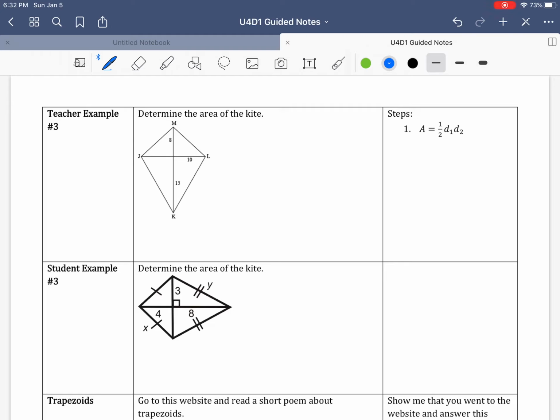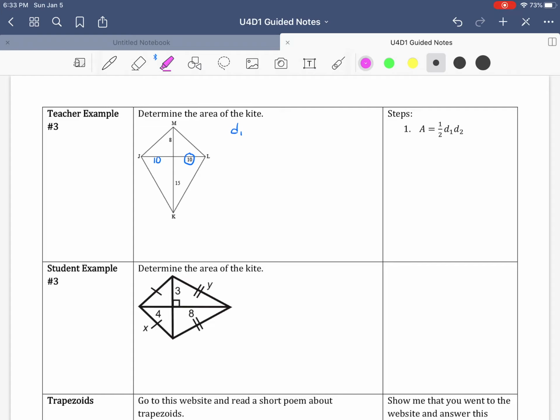And now we're going to find the area of this kite. Now there are a couple of things that we need to remember. One of the properties that we talked about is how one of the diagonals gets bisected by the other diagonal. So we know that this 10 right here is going to be the same as this 10 over here, right? Because that is a diagonal that gets bisected by MK. That's really good.